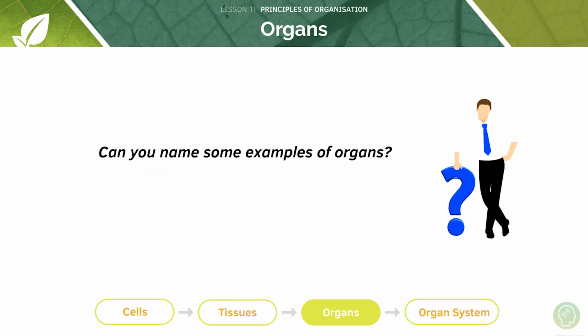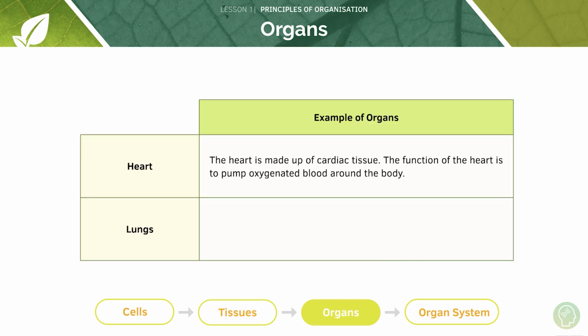So let's think of some examples of organs. Well, these are the few that we came up with. So the heart and the lungs. Can you think of any related functions to these organs? Well, as we said, the heart is made up of cardiac tissue, and the function of the heart is to pump oxygenated blood around the body. The lungs are made up of pulmonary tissue, and the function of the lungs is gas exchange, so it's where we take in oxygen and release carbon dioxide.